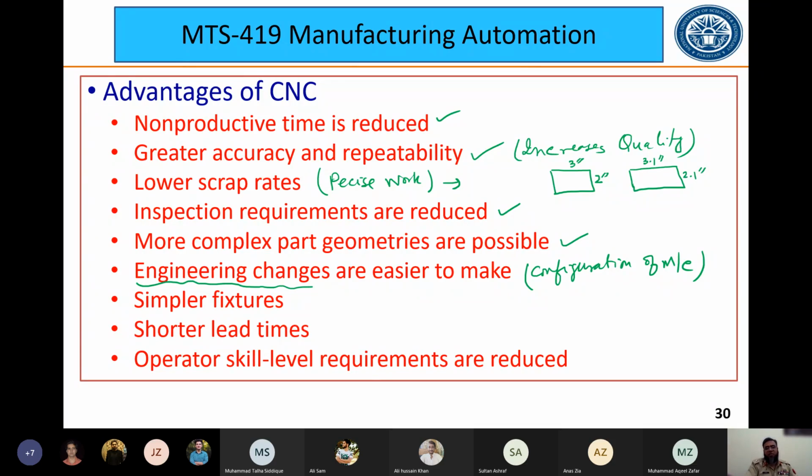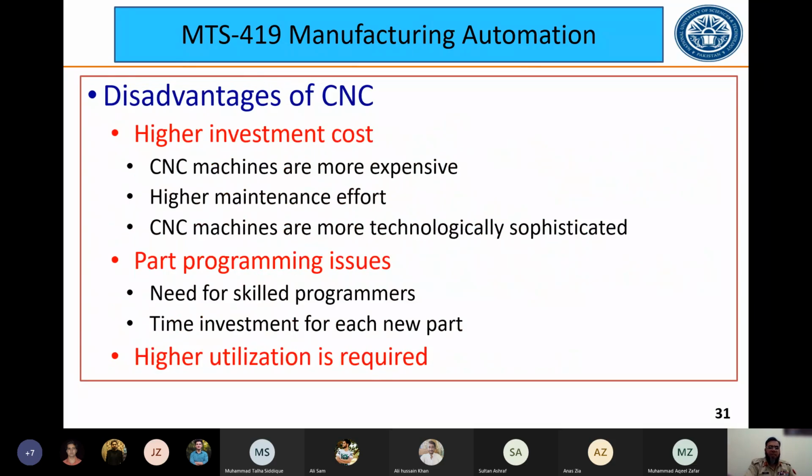Okay, so these are the advantages of CNC machines. What are the disadvantages? It is going to have a higher investment cost. We have talked about it earlier, so we are not going to go into detail. The part programming issues: for part programming you need a skilled programmer. If he writes the program wrong, your whole batch will be discarded, will not be passed by quality control. So the programmer has to be skillful, and then there is the higher utilization requirement.